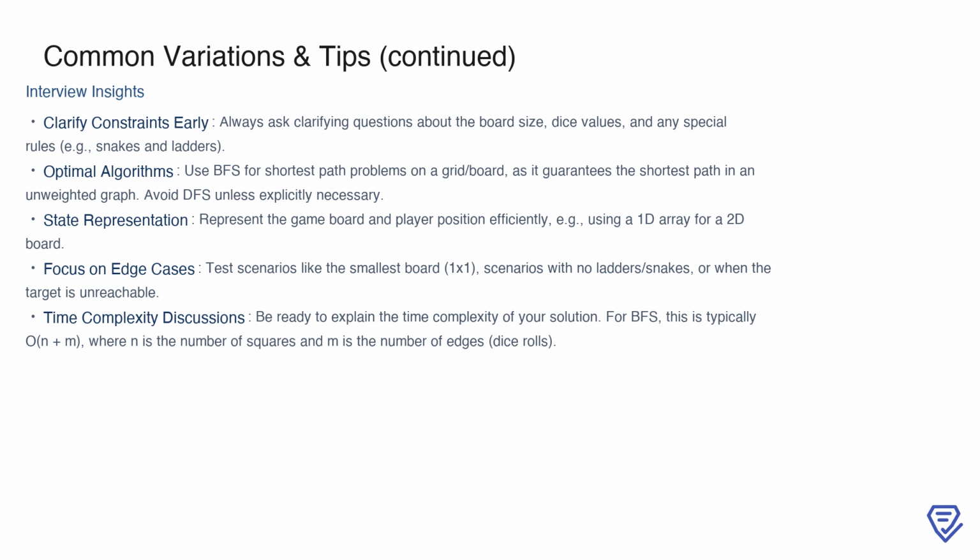Efficient state representation is also crucial. For instance, representing a 2D board as a 1D array can simplify your implementation. Pay attention to edge cases, such as the smallest possible board, situations with no snakes or ladders, or cases where the target is unreachable. Lastly, be prepared to discuss the time complexity of your solution. For BFS, this is typically n plus m, where n is the number of squares and m is the number of edges or dice rolls.